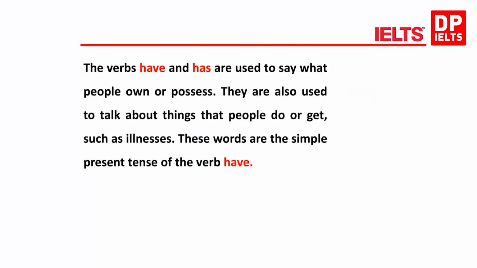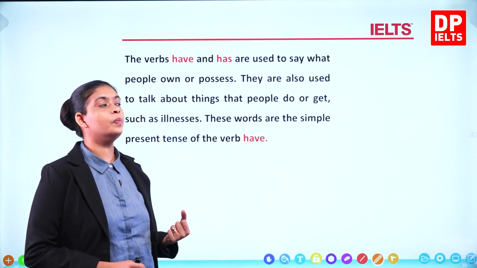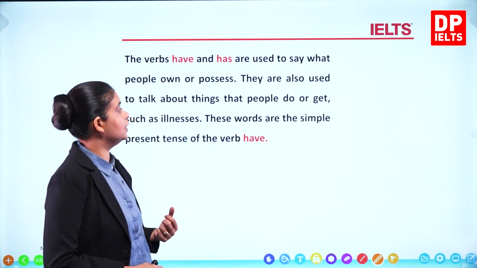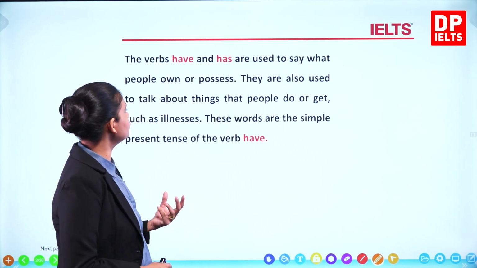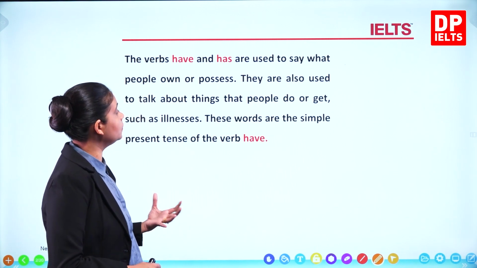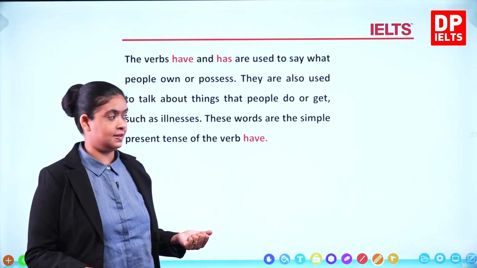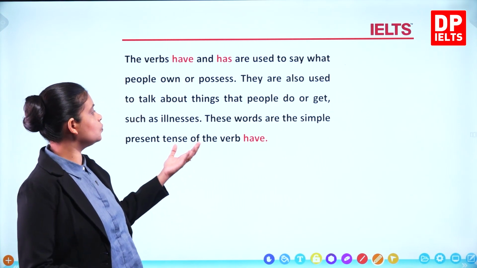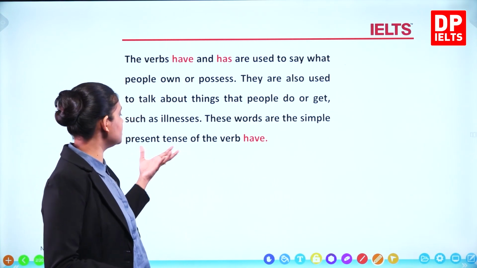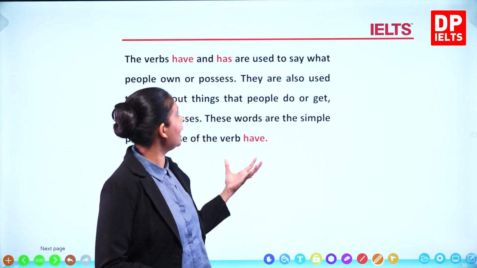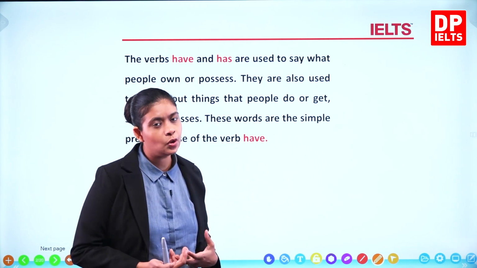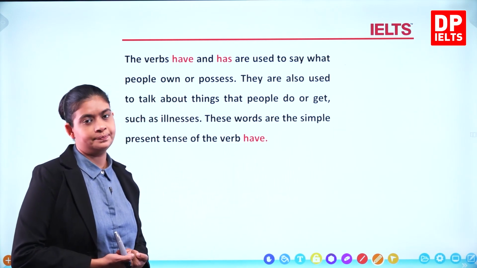The verbs have and has are used to say what people own or possess. They are also used to talk about things that people do or get, such as an illness. These words are the simple present tense of the verb have. Right. So let us have a look at this.